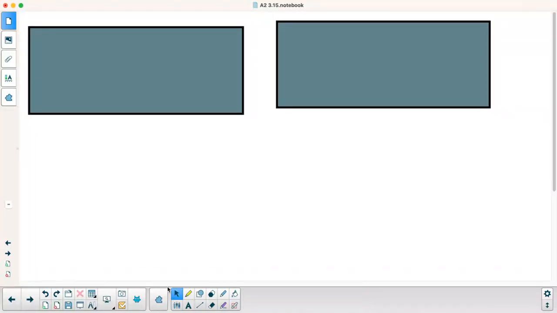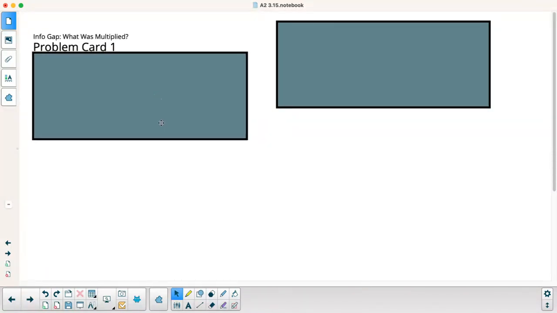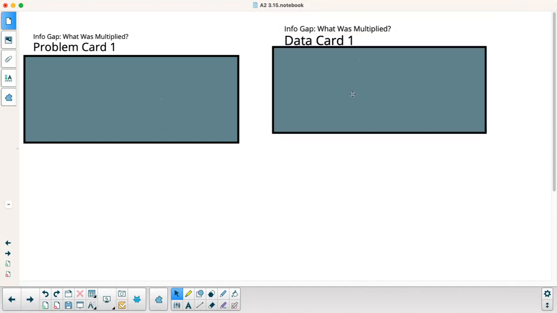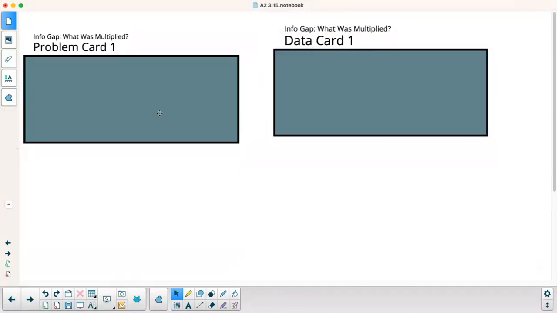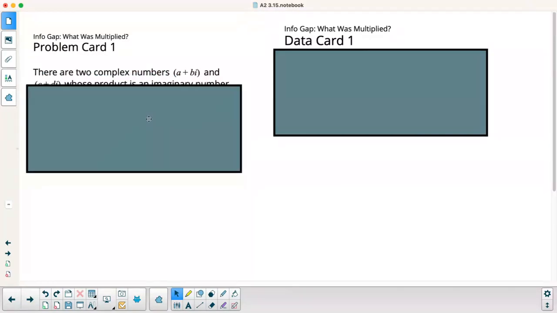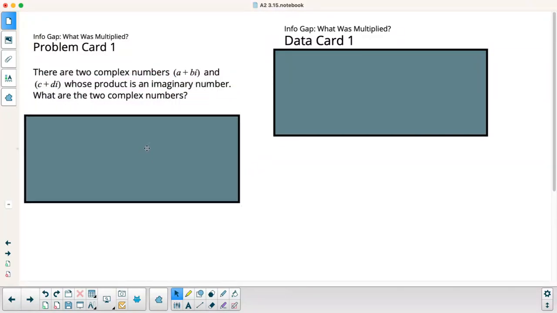All right, so this part of the lesson is an info gap. So we have our problem card and our data card. If we were doing this in class, you'd partner up and have one person have the problem card, the other person have the data card. And normally they give you the problem and the data all at the same time. It's kind of a way to get your brain to think about what info you would need. So I'm going to do this. We're going to look at the problem card and see if they give us the data.